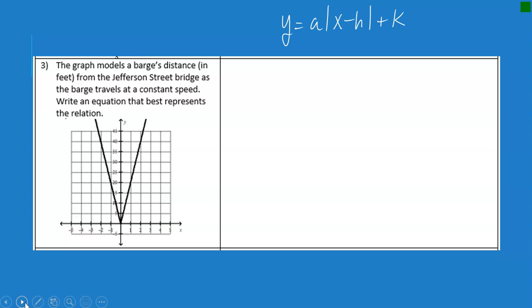Now, if you look at the graph, this is my vertex. This is my h, k, and it's at (0, 0). So essentially what that means is that there will be no h and no k. So that means I'm just going to have the absolute value of x. But my a value is going to be different.